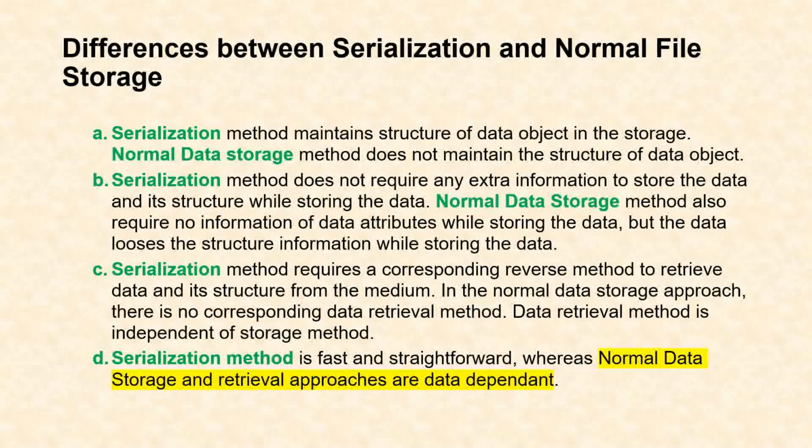The serialization method requires a corresponding reverse method to retrieve the data and produce a user readable form, whereas in the normal storage approach there is no exact reversal of the storage method. The storage method and the retrieval method depend upon the situation. The serialization method is a fast and straightforward method, whereas the normal data method is also a simple method, but it loses the data structure.